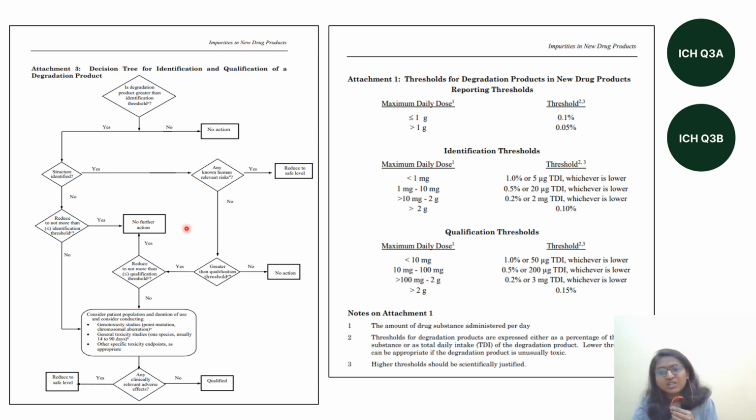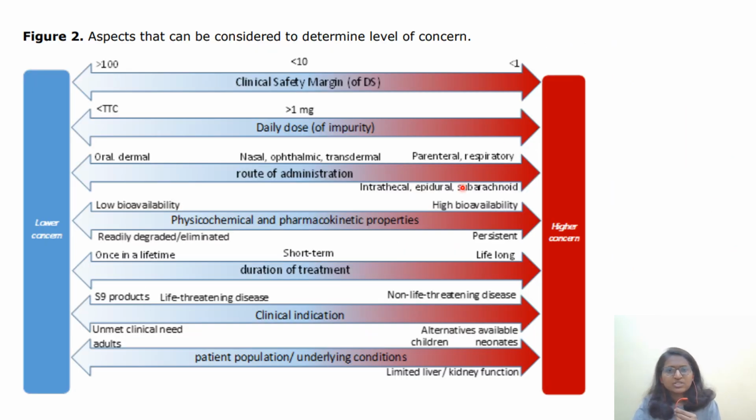The previous one is from the new proposed draft guideline. Whenever you are reading, keep both the guidelines and decision trees aside and compare them, and you will be able to differentiate what the differences are. Okay, this is the level of concern table I was talking about.